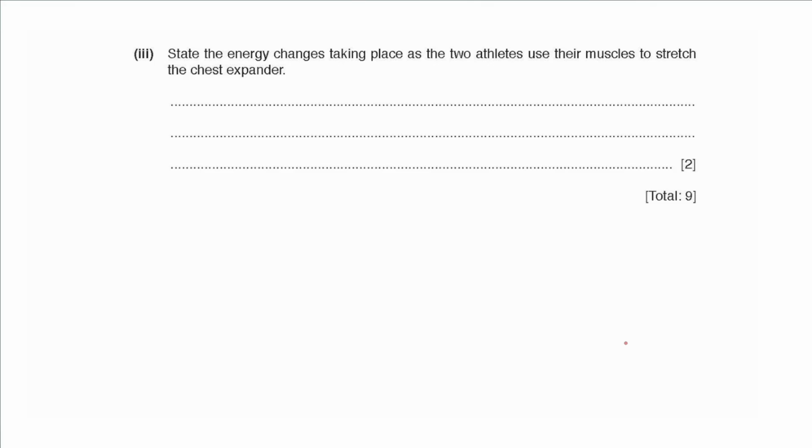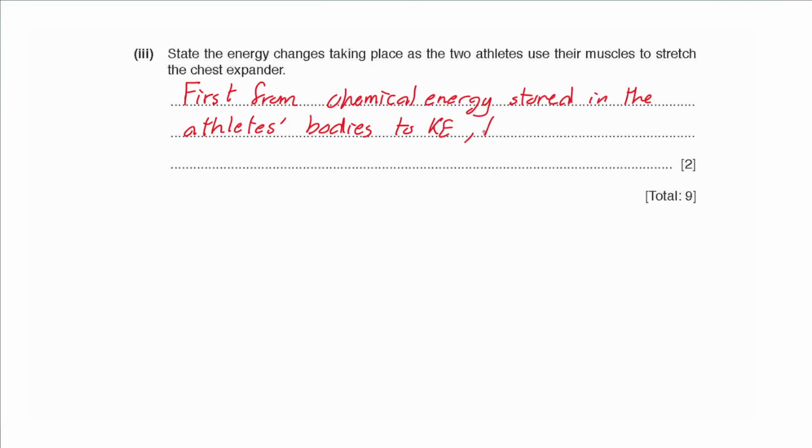III says state the energy changes taking place as the two athletes use their muscles to stretch the chest expander. So first from chemical energy stored in the athletes' bodies to kinetic energy, then to strain energy or elastic energy in the springs, since elastic energy is associated with the deformation.